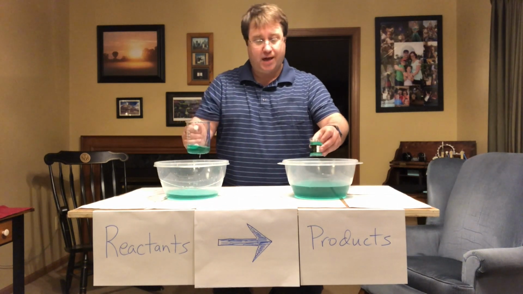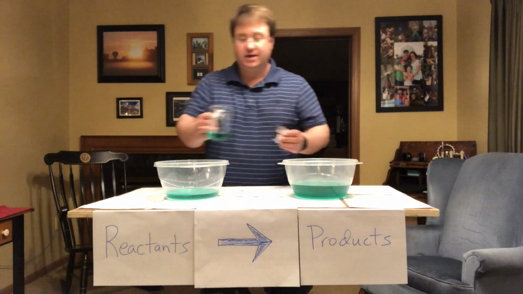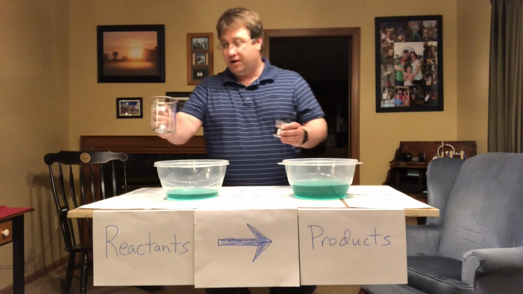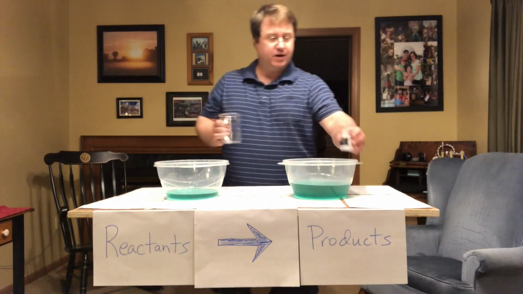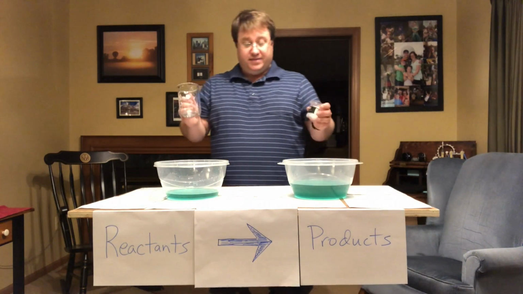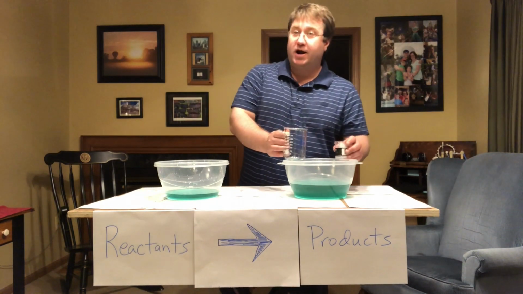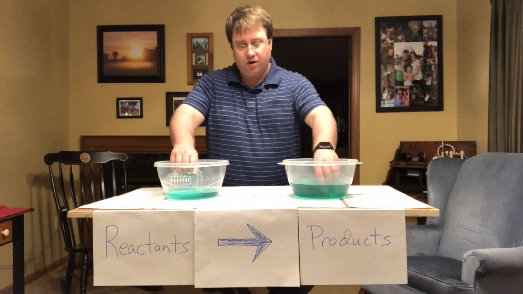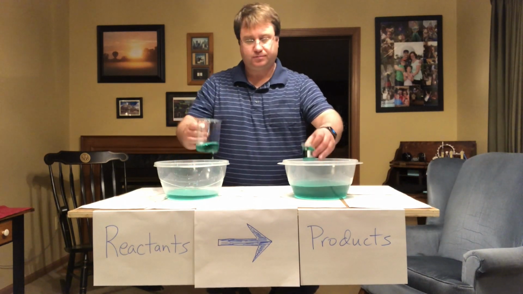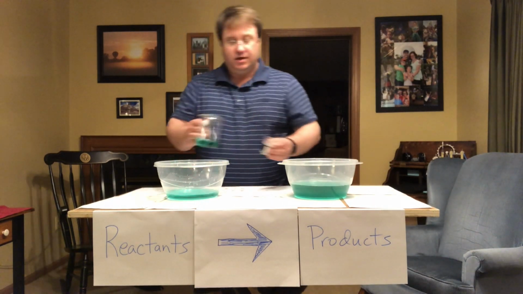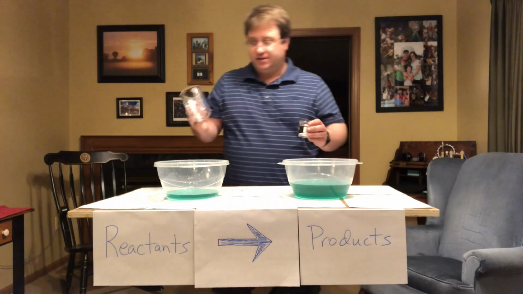Also notice what's happened to the amount of the reactants and the amount of the products. The amount of reactants has gone down quite a bit. The amount of products has gone up quite a bit. In this case, it looks like we're going to end up with an equilibrium that has a lot more products than it does reactants. But that's not always the case. In some reactions, there's a lot less of the products than there are of the reactants.